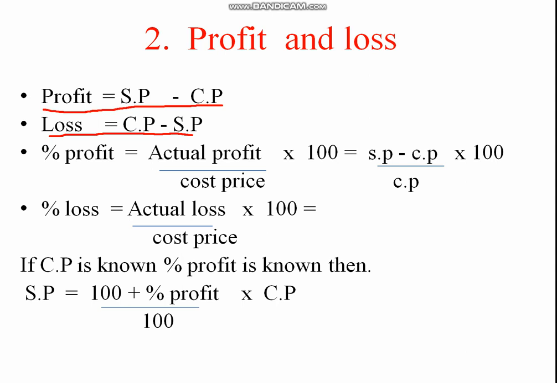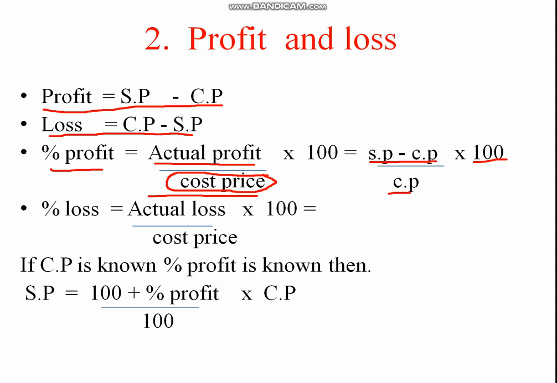Also we find the percentage profit by using this formula. When we find the percentage profit or percentage loss, it is found on the cost price. Remember this thing: always we find the percentage profit or percentage loss on the cost price. So remember the formula: percentage profit is equal to actual profit divided by cost price into 100. So actual profit is SP minus CP upon CP into 100. After simplifying, you get the percentage profit.